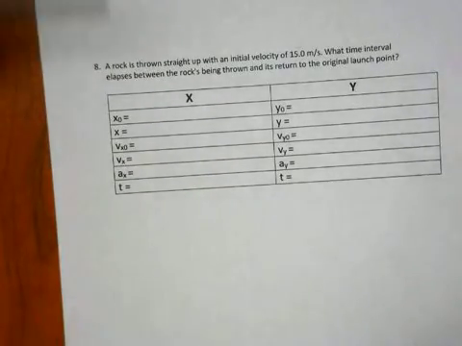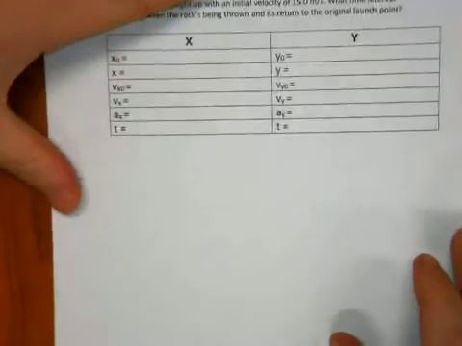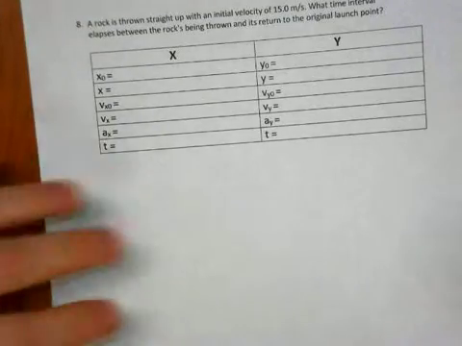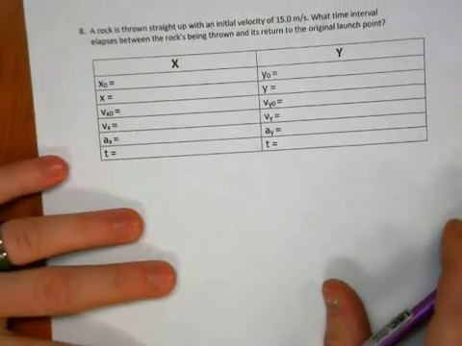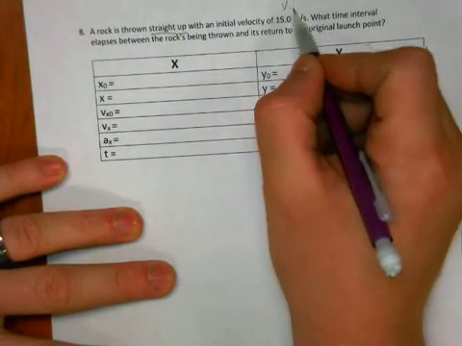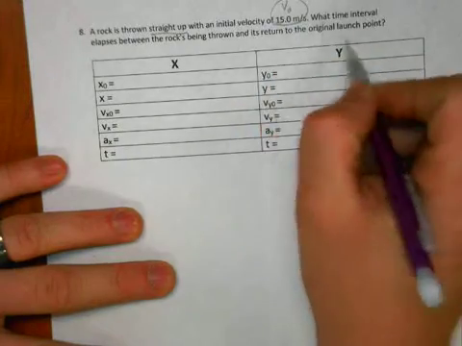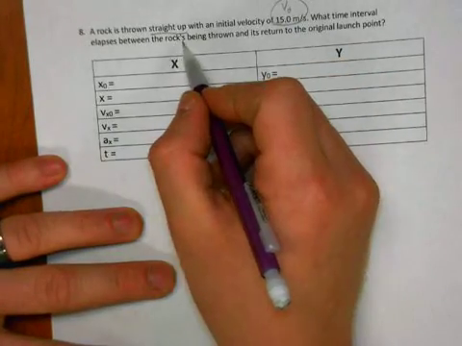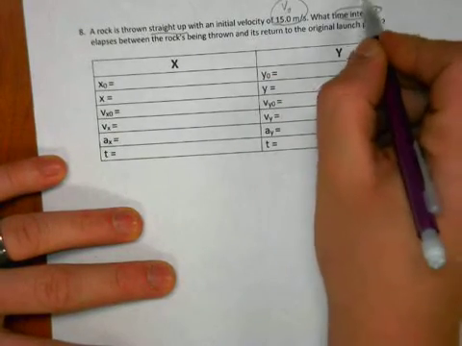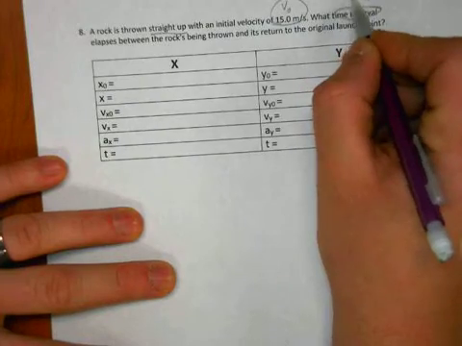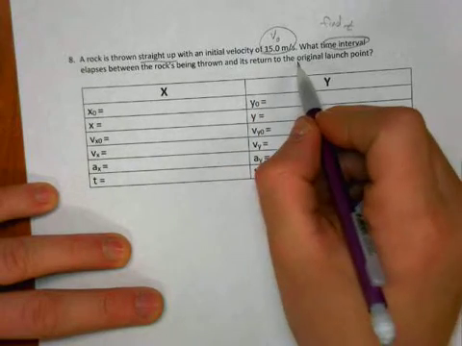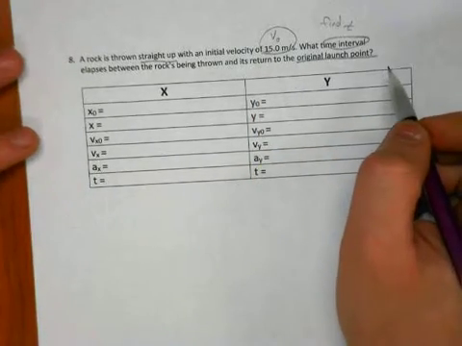All right. I'm going to switch to pencil here because it's always better to work with pencil. I was trying to show more contrast and vivid color, but I like being able to erase too much. A rock is thrown straight up with an initial velocity of 15 meters per second. That's v0. What time interval elapses between the rock being thrown and its return to its original launch point? So time interval, t, is what we're after. Find t, and it returns to its original launch point. That's very important. So let's fill in our variables.